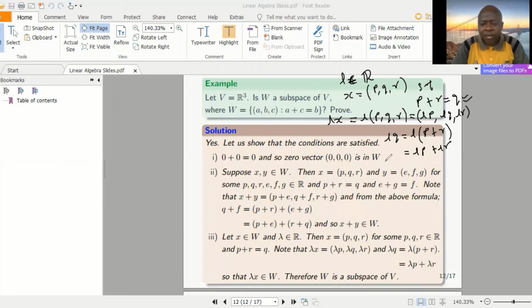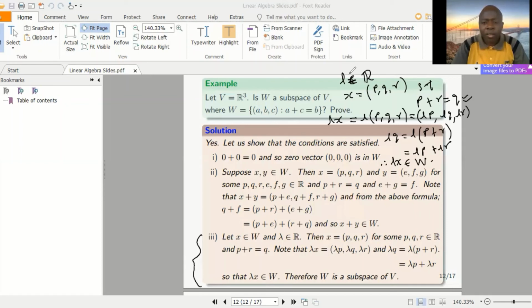What this means is that lambda x is in W. That is what it means. And that proof is clear. I can follow it later. I've already explained what I was doing.